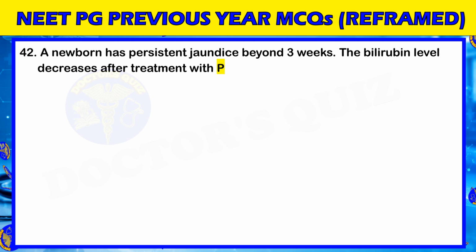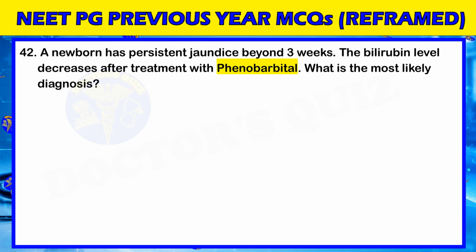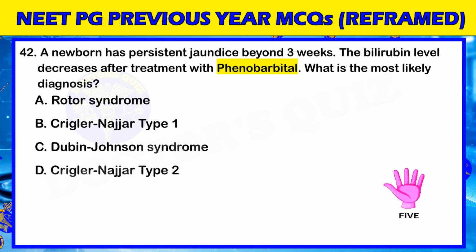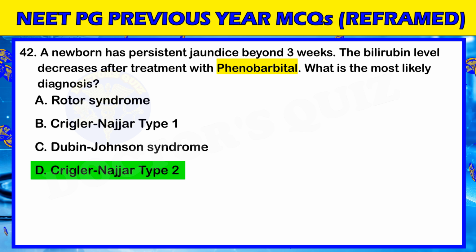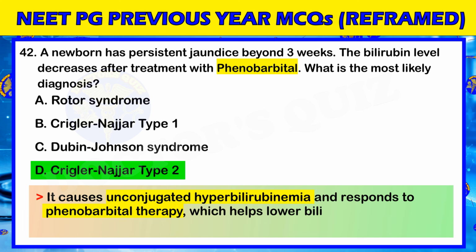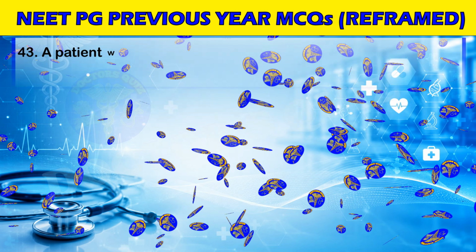A newborn has persistent jaundice beyond 3 weeks. The bilirubin level decreases after treatment with phenobarbital. What is the most likely diagnosis? Here the right answer is option D, Crigler-Najjar type 2. It causes unconjugated hyperbilirubinemia and responds to phenobarbital therapy, which helps lower bilirubin levels.